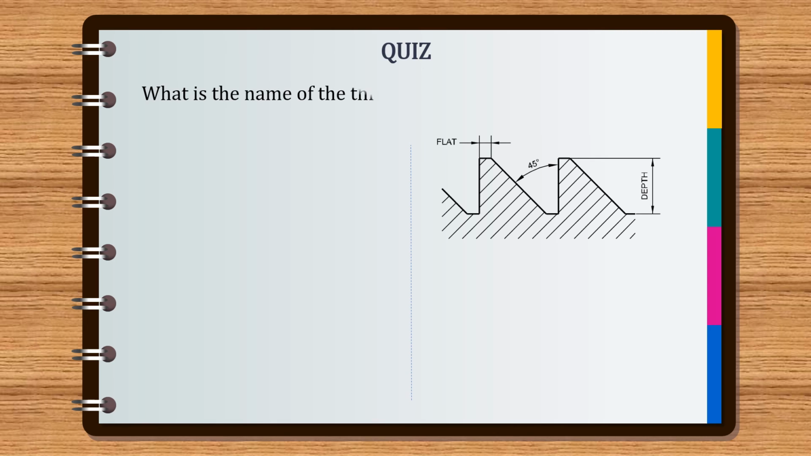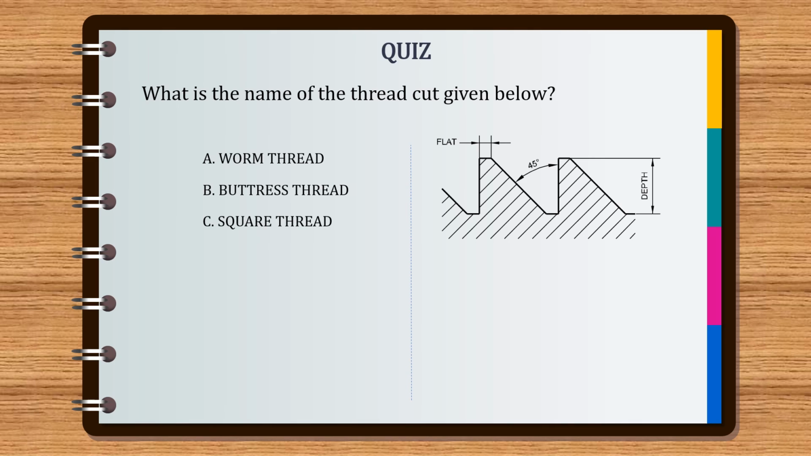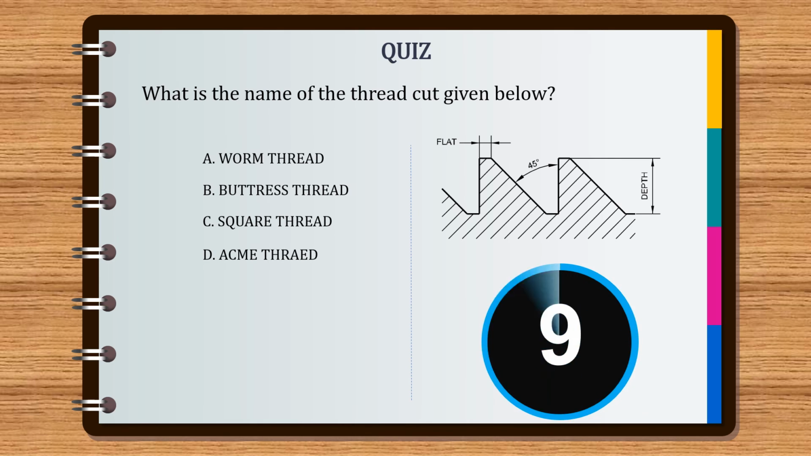To boost your brain power, we are going to play one quiz related to this topic. The question is, what is the name of the thread cut given below? The options are A. Worm thread, B. Buttress thread, C. Square thread, and D. ACME thread. Yes, you are right. The answer is B. Buttress thread.